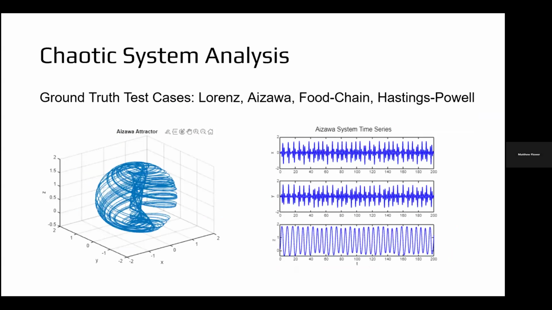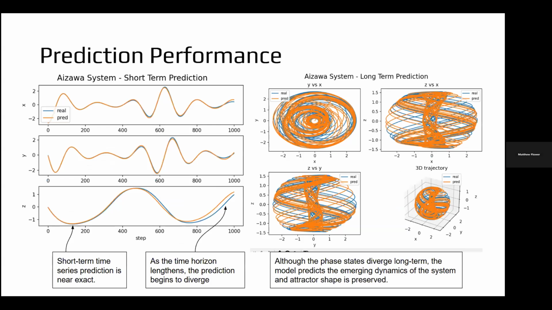We started by selecting four well-known chaotic equations, the Lorenz, Aizawa, food chain, and Hastings-Powell, and generating both the time series and attractor in Python and MATLAB to serve as our ground truths. We then ran that data through our predictive model and evaluated the short and long-term predictive capabilities. In the short term, we see that the prediction is near exact, but as time goes on, the phase states diverge. However, the model still predicts the emerging dynamics and the shape of the attractor is preserved.